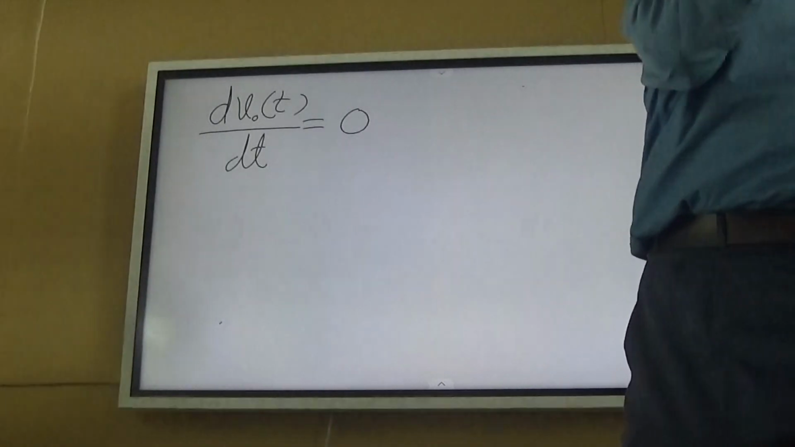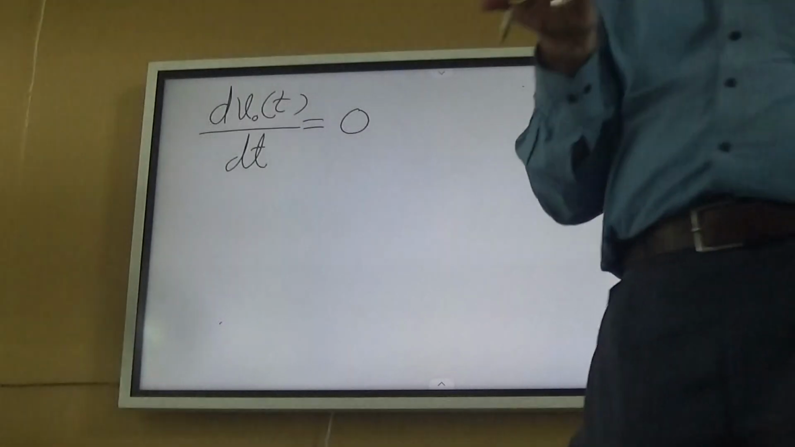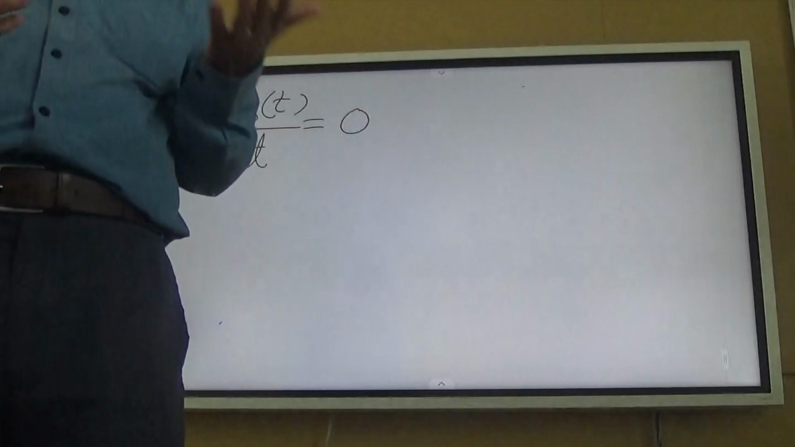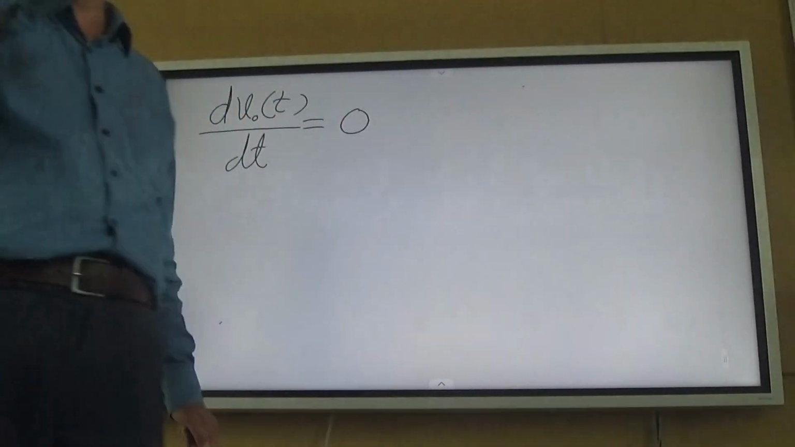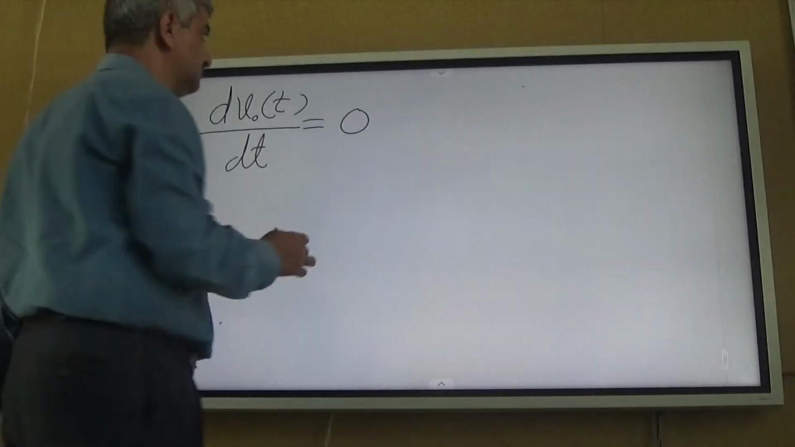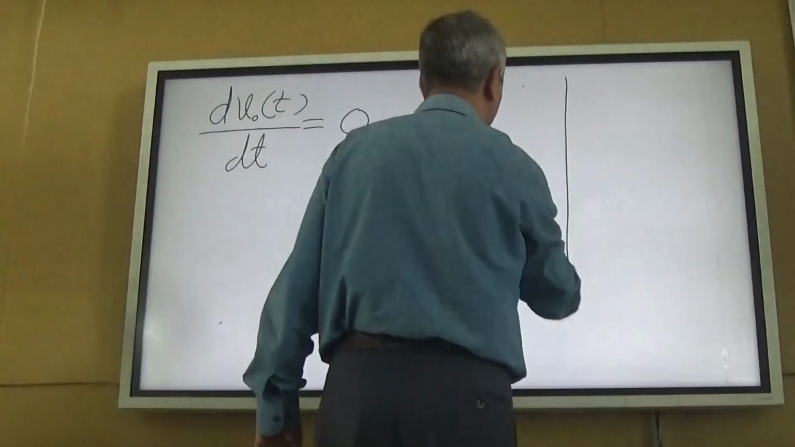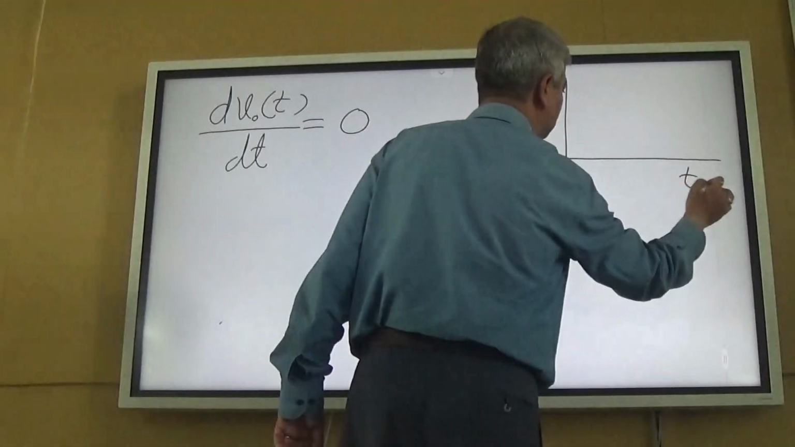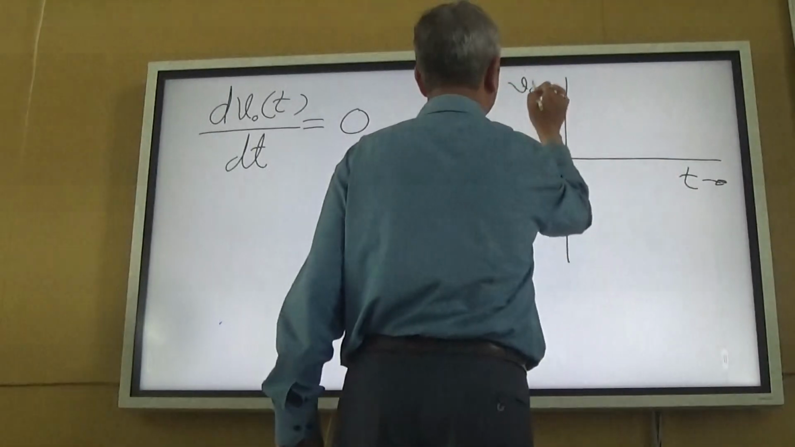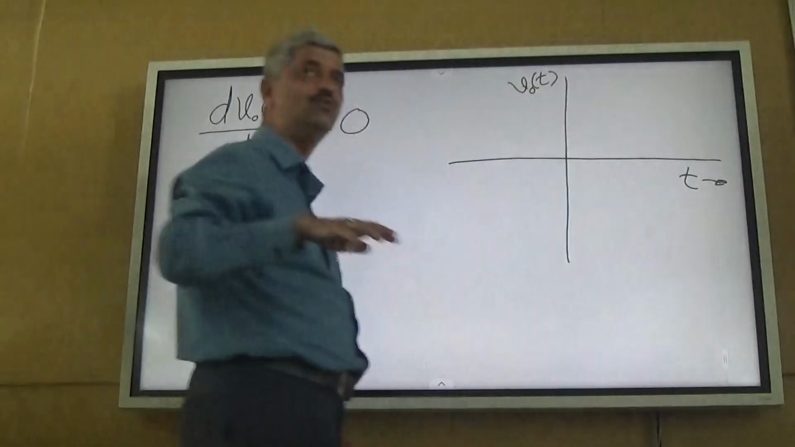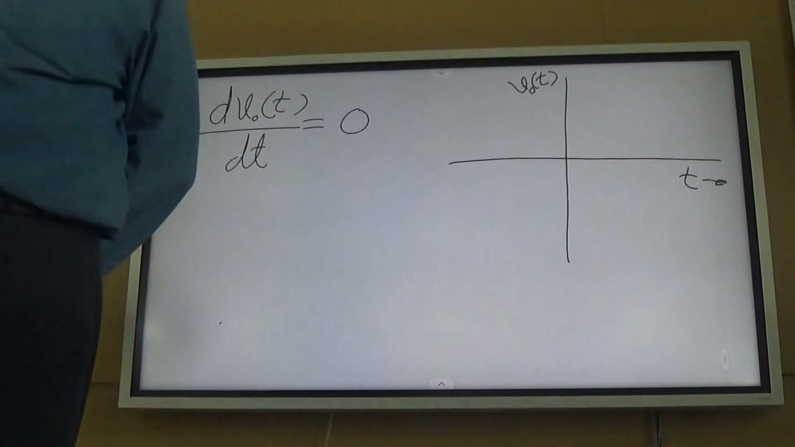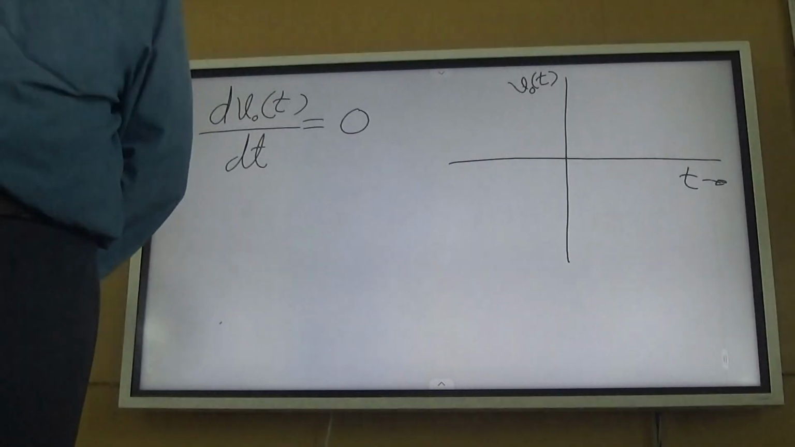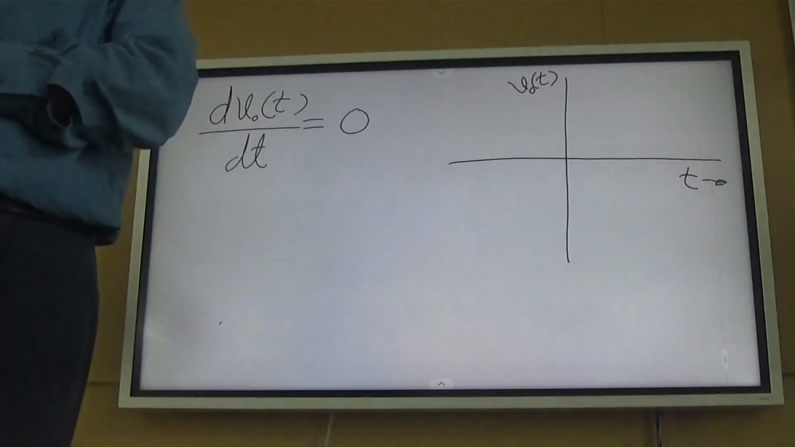VOT equal to a constant means whether VOT equal to 2 is a solution? Yes. VOT equal to 3 is a solution? Yes. So graphically, how can you express this solution? What would be the appropriate way to describe it?